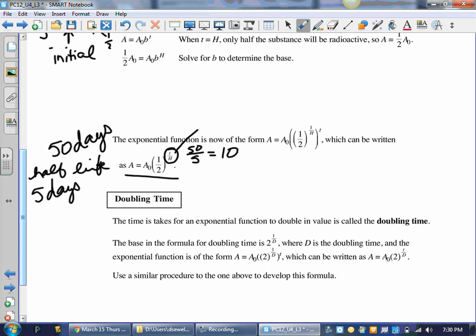I'll write it down so you can see. If the half-life was 5 days, then in 50 days' time, it's going to happen 10 times. So I'll show you how that works in a little bit.